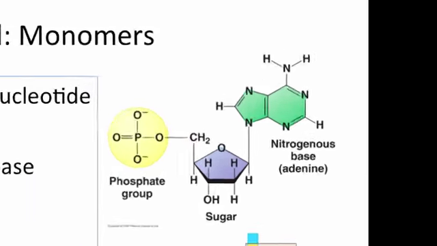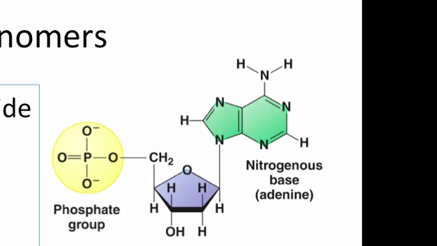They're going to have a nitrogen base. It means it's going to be contained up here. This will be the nitrogen base. Then they're going to have a sugar, and in this case, it's a 5-carbon sugar. And then they're going to have a phosphate group. And all three of these make up a nucleotide.